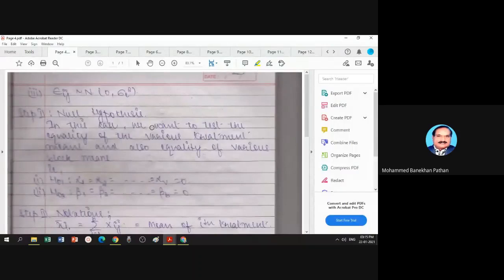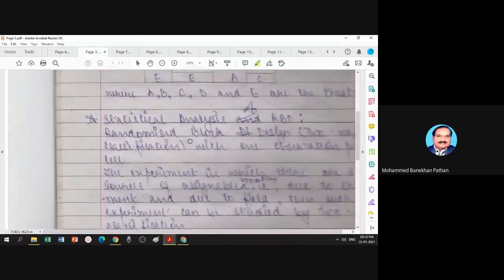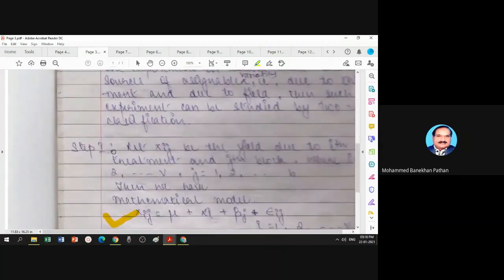Step number 2, that means what I'm trying to explain is the statistical analysis of RBD. If the question is, give in brief statistical analysis of RBD, your step number 1, you have to write a model and you have to explain that model.